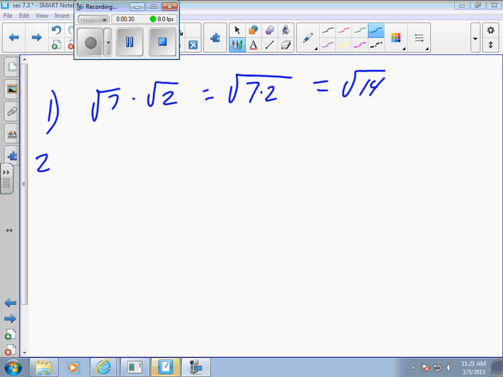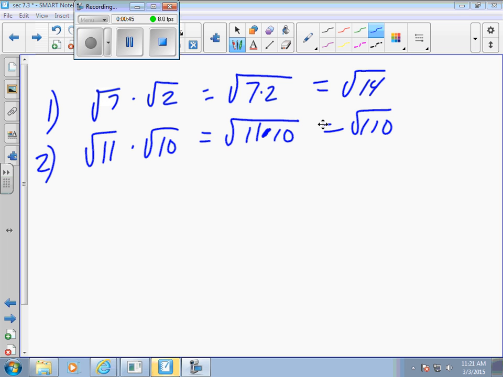Number 2, I have the square root of 11 times the square root of 10. Again, we would write them under a common square root. 11 times 10 is 110. Now, we should check to see if there's any perfect squares in here. We knew there wasn't here. And if I factor 11 and factor 10, I get 2 and 5. There is no common factors. So we're good leaving it like that.